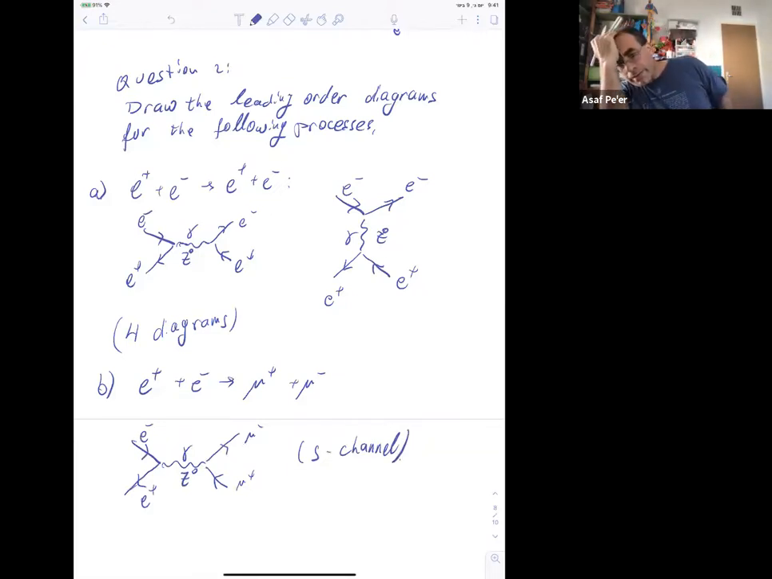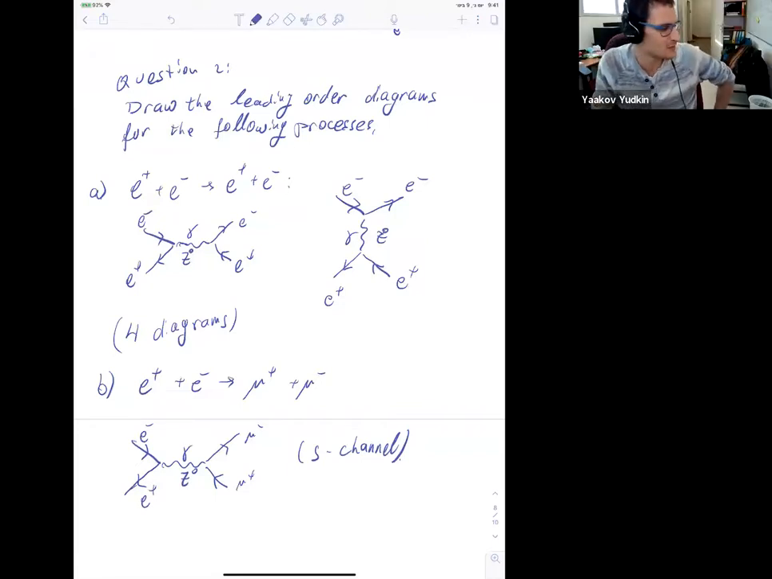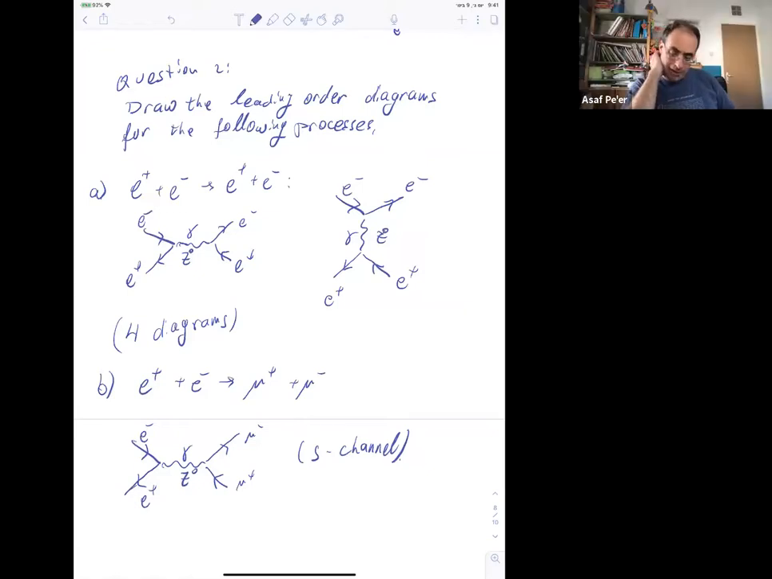But for the T, what's the problem with the T? The electron cannot magically become a muon. It doesn't work that way. Exactly. Very good. If we had a T channel, like the one we had previously, then we'd have to have a vertex that connects an electron to a muon, but this, of course, violates the conservation of leptonic family.